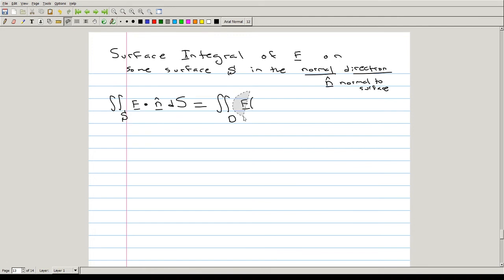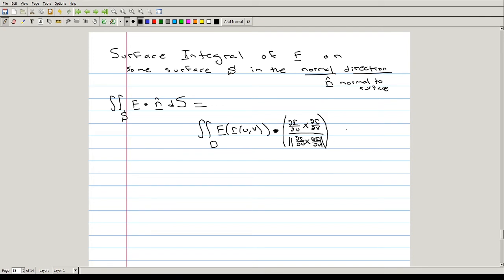So in the parametric form, it reduces to the vector field on the surface dot product with the unit normal, where n hat is the unit normal, which is the partial derivative of r with respect to u crossed with the partial derivative of r with respect to v, divided by the magnitude of this vector, times ds, where ds is the magnitude of dr/du cross dr/dv.